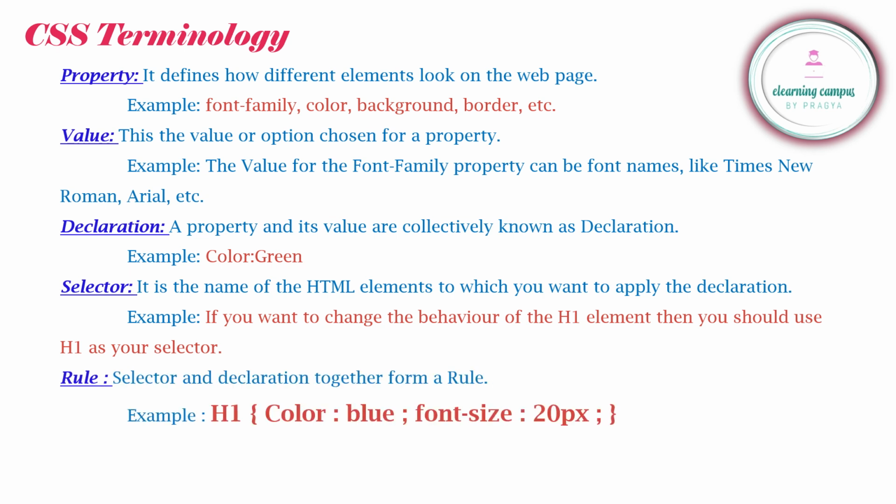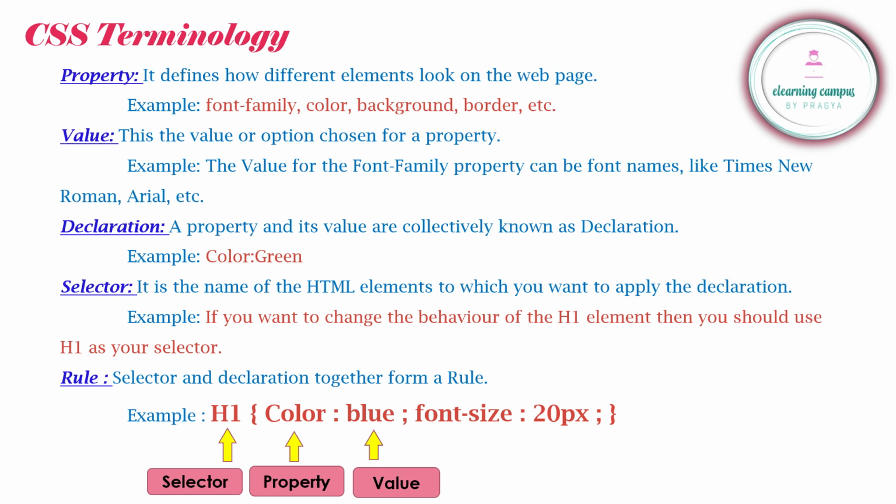Now rule. Selector and declaration combined together are known as a rule. So here in the example I have given h1. On h1 I am applying the property color blue, font size 20 pixel. So this is the complete rule. So what is the selector here? Here h1 is the selector because on h1 I am going to apply these properties. Now color is the name of that property, or we can say it is the CSS property. Blue is the value of that thing. Here font size is the property and 20 pixel is the value, and combined they are known as a declaration, and this entire thing is known as a rule. So I hope this terminology is clear for you.